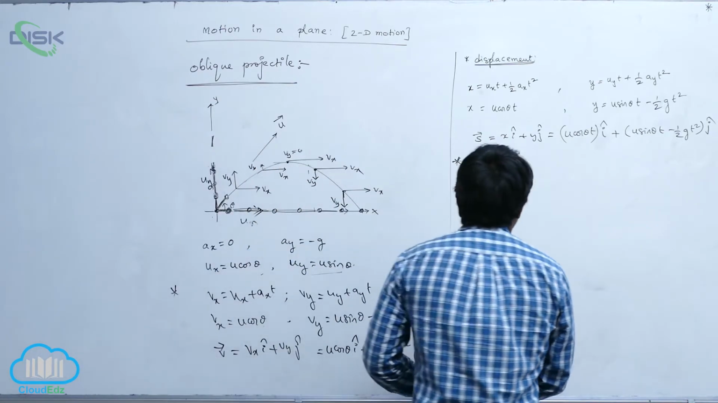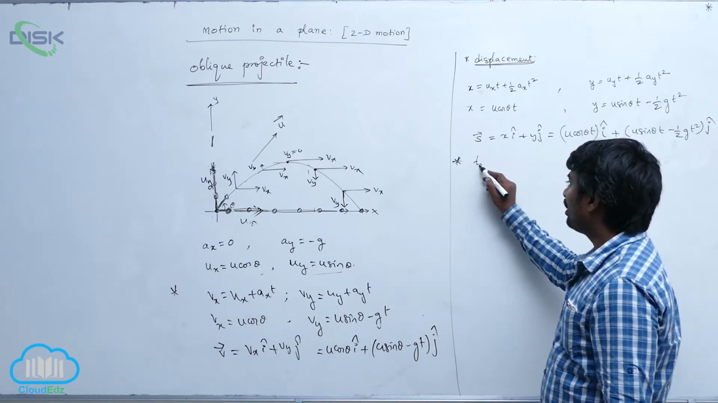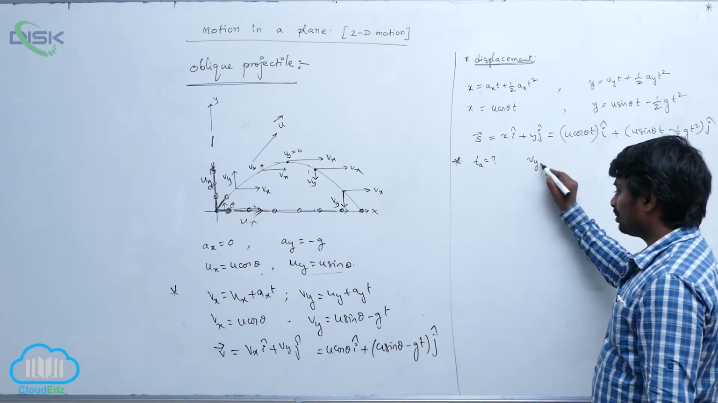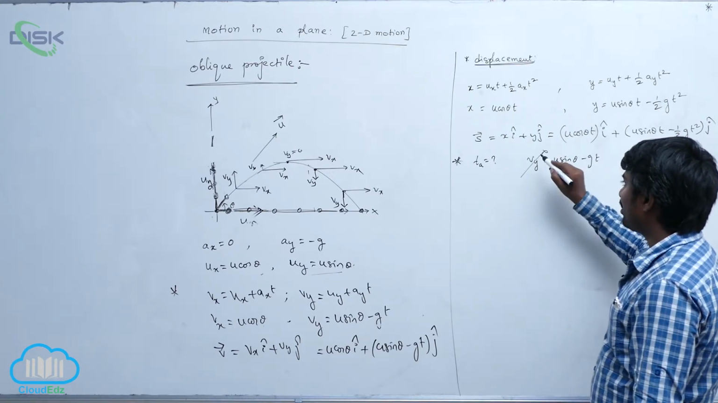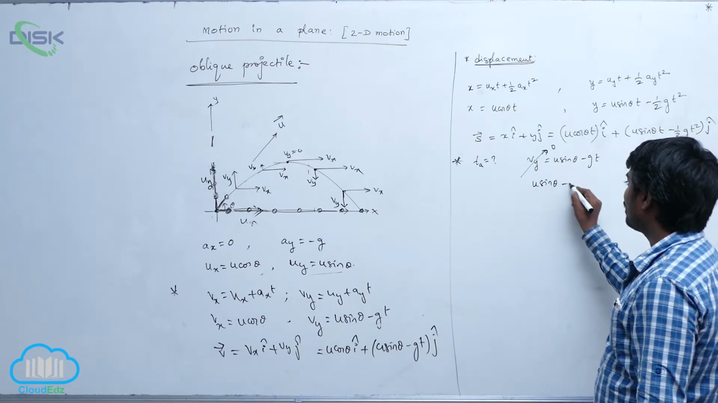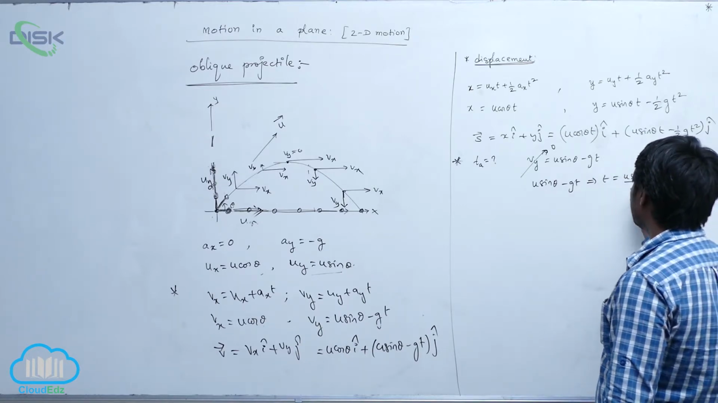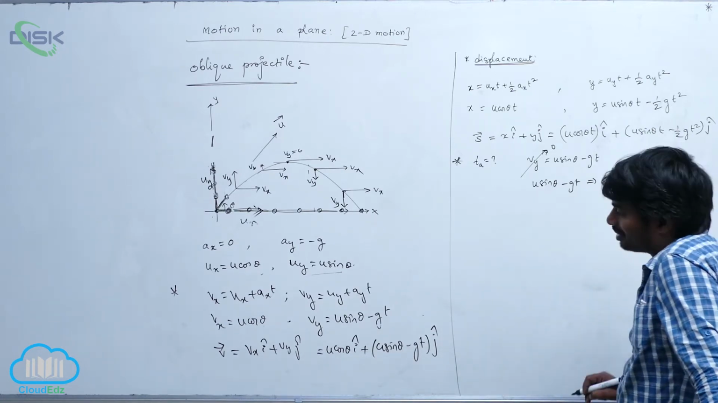Now how do we calculate the time taken to reach the maximum height? Time of ascent is how much? You know, Vy is equal to u sin theta minus gt, but on reaching maximum height this will be 0. So what do you get? u sin theta minus gt equals 0, so t equals u sin theta by g, or simply uy by ay, because uy is u sin theta and ay is g.